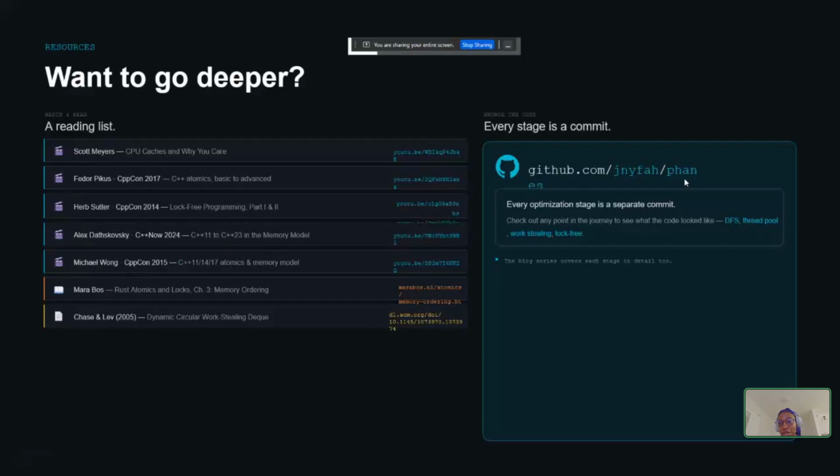For the code, I have it on my GitHub, and I made it easy to see any of the changes. If you want to go back to the time when it was just DFS, every change is a commit. You can see the thread pool changes, how the repository was when it was the traditional thread pool, and then when I went to work stealing. Each change is an actual commit, so you can just go back one commit and see what the changes were.